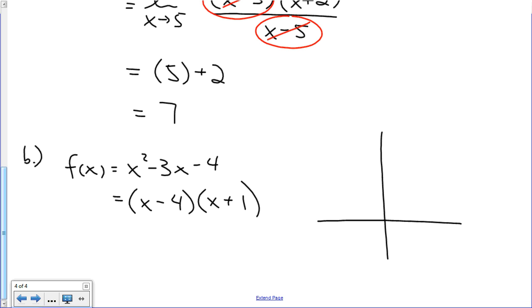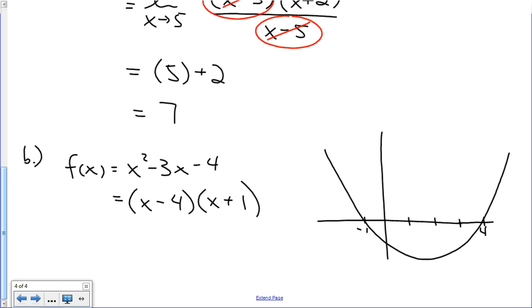So that gives me a little bit of a hint as to what this thing looks like. So it crosses here at negative 1 and at 4. So it does something like this. It's a parabola, of course, that opens upward, and it has that shape there.